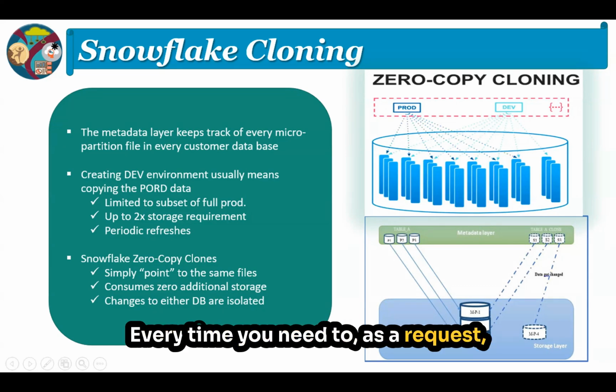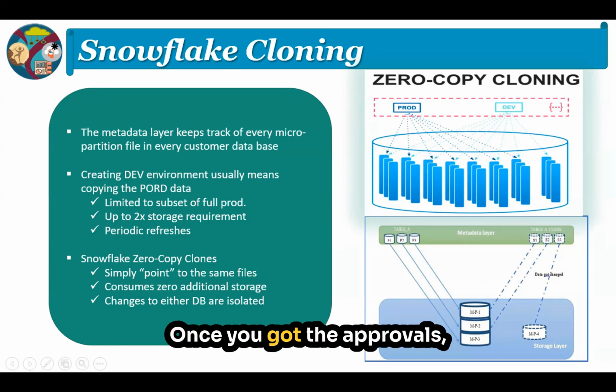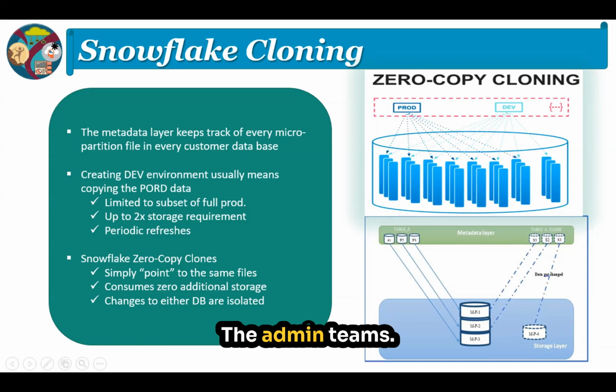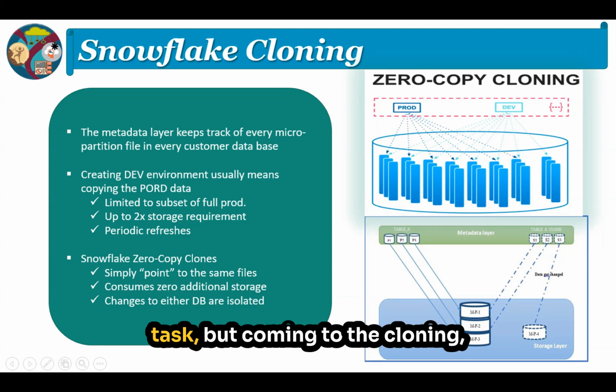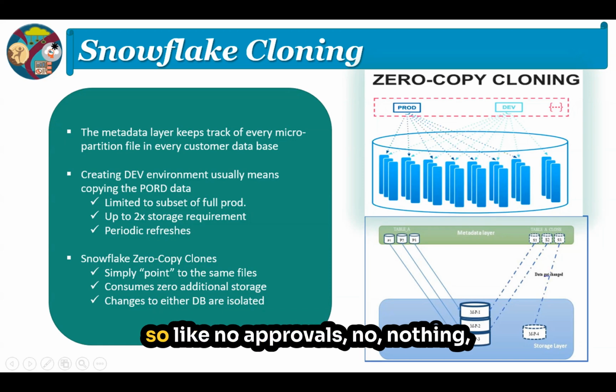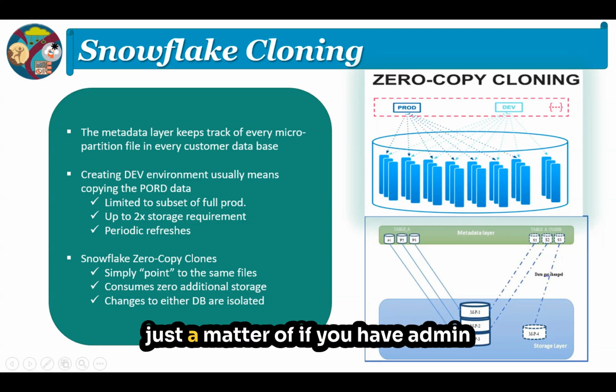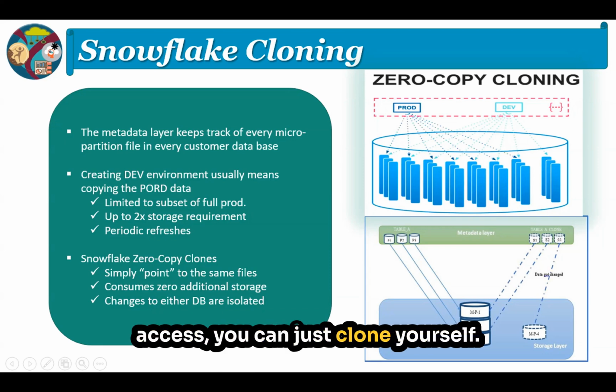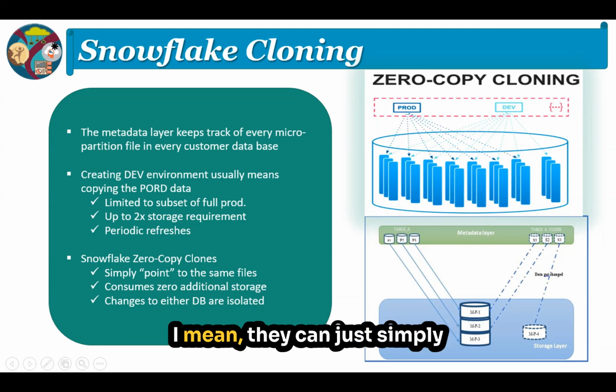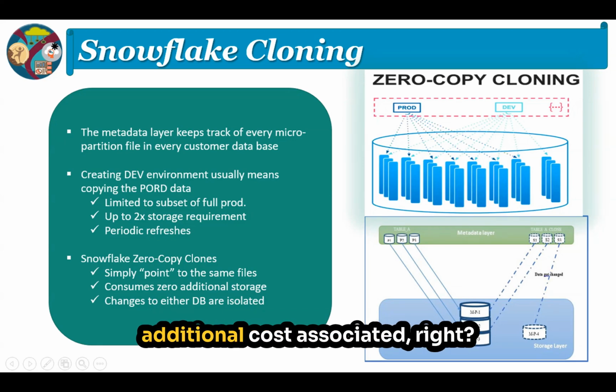Every time you need to raise a request, wait for approvals, and follow up with the admin teams. Once they refresh the data, only then can you go ahead and test your use cases. That is a repetitive task. But coming to cloning, there are no approvals, nothing. If you have admin access, you can just clone it yourself. If you don't have admin access, you can reach out to the admin, and they can simply clone it, because there is no additional cost associated, right?